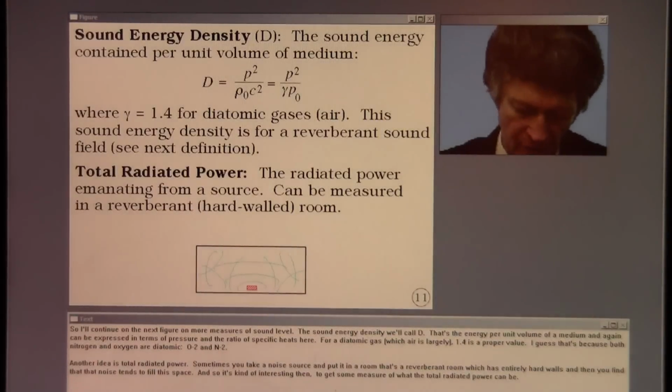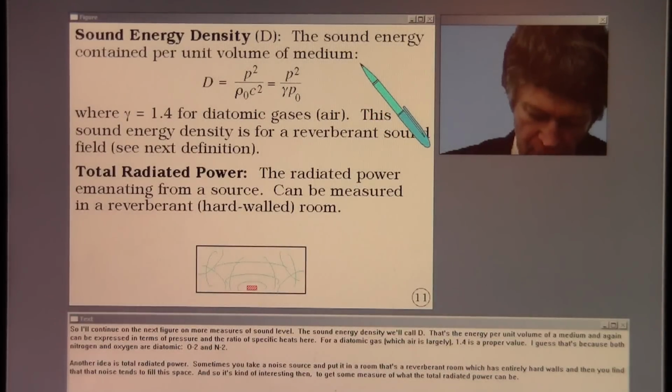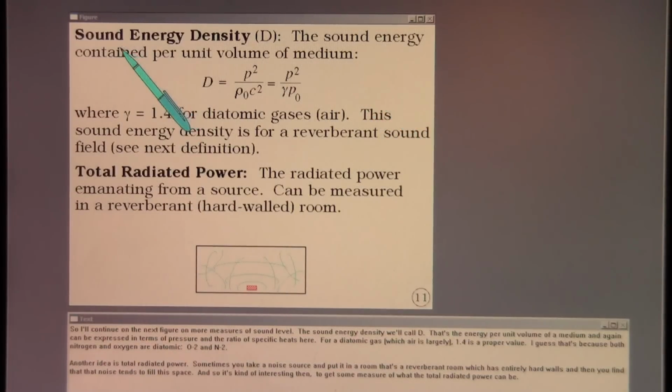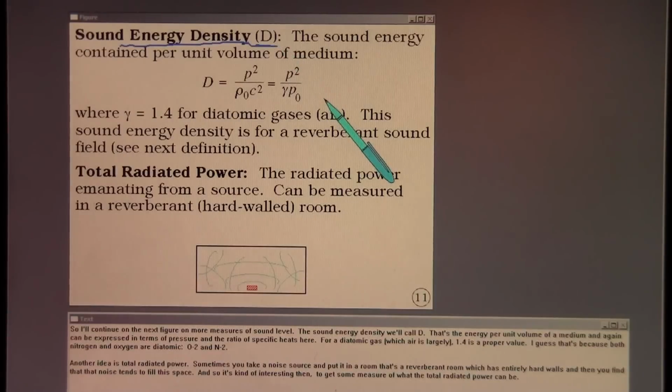So I'll continue on the next figure on more measures of sound level. This sound energy density, we'll call D, and that's the energy per unit volume of a medium, and again can be expressed in terms of pressure and the ratio of specific heats here. For a diatomic gas, which air is largely, 1.4 is the proper value. I guess that's because both nitrogen and oxygen are diatomic, O2 and N2.